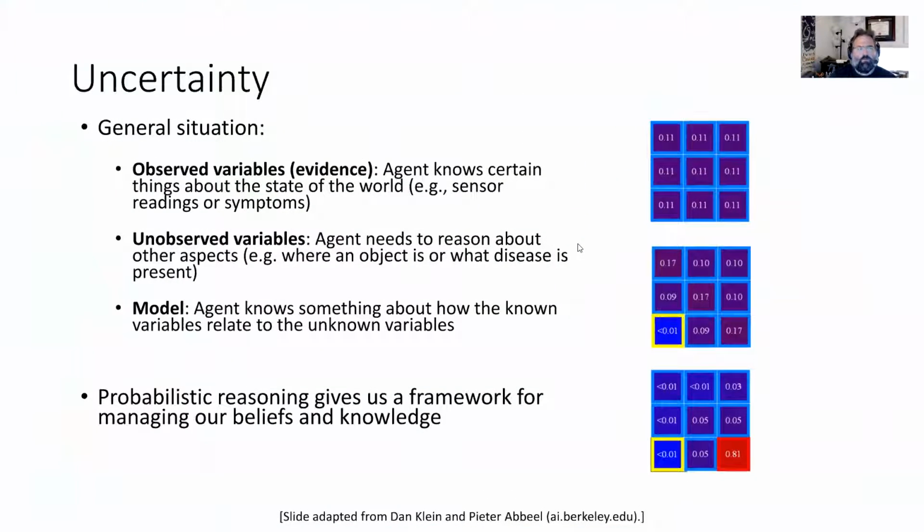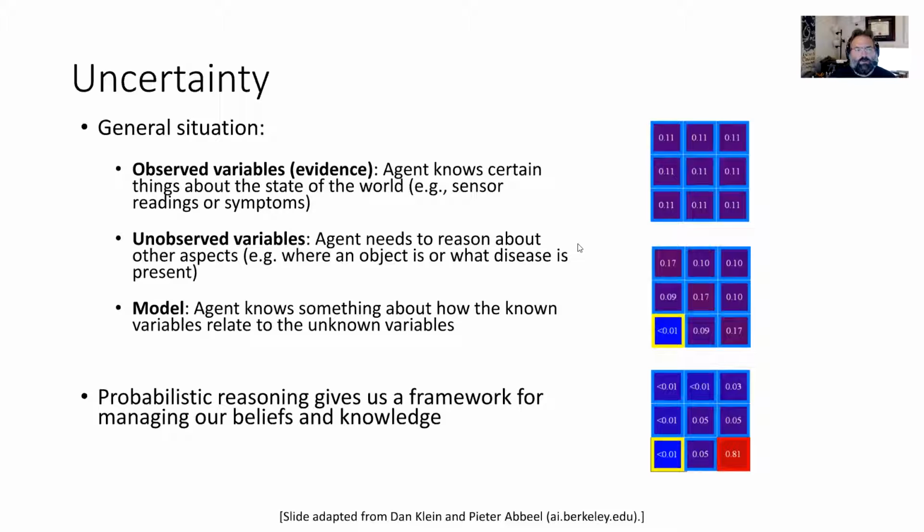So, what is an uncertainty, and what does it kind of imply? There's a general situation, right? You have observable variables. This is evidence that the agent can actually know the value of in a given environment, given world. That means it's things like sensor readings, symptoms if you're diagnosing a disease, and so on. So it's known. There's no hiddenness to it.